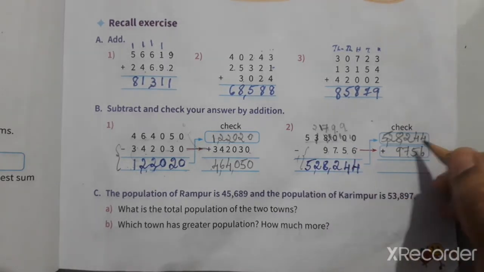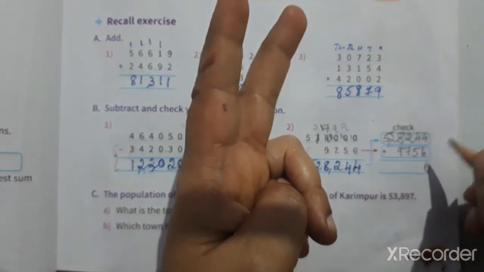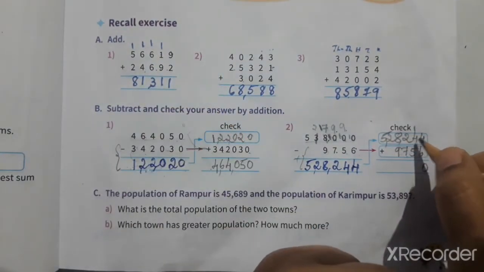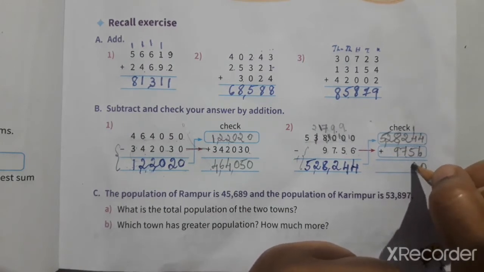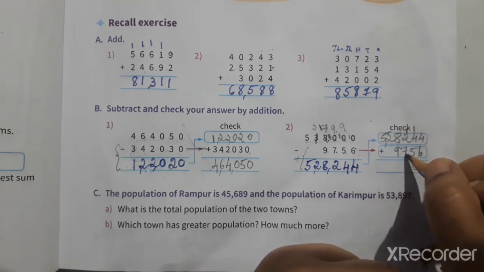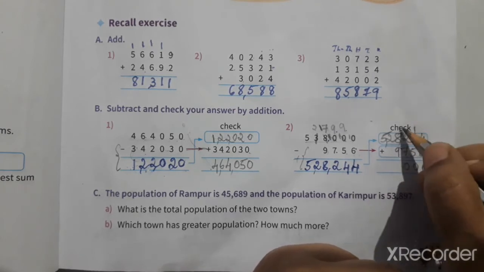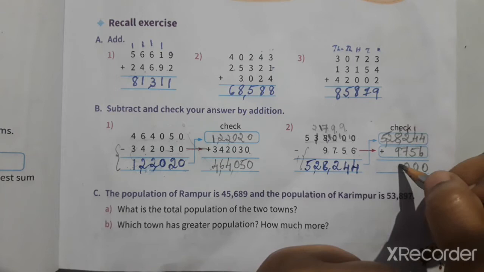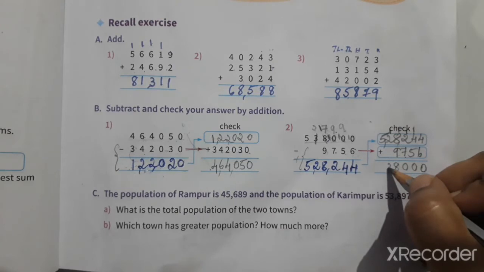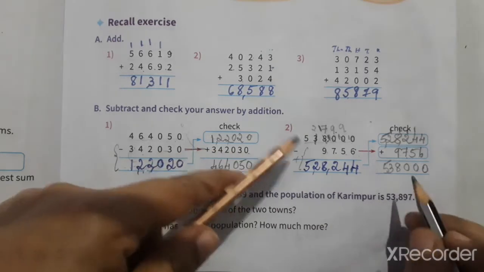Check the answer, children. Now here 4 plus 6 is 10. 10 means two digits, so the last digit we write here and 1 carry over to the next place. Now 1 plus 4 is 5, 5 plus 5 is 10. 10 means we write 0 here, 1 carry over to the next place. Now 1 plus 2 is 3, 3 plus 7 is 10. 10 means we write 0, 1 carry over to the next place. Now 1 plus 8 is 9, 9 plus 9 is 18. So 8 here, 1 carry over to the next place. 1 plus 2 is 3 and 5. Check the answer. Yes, correct.